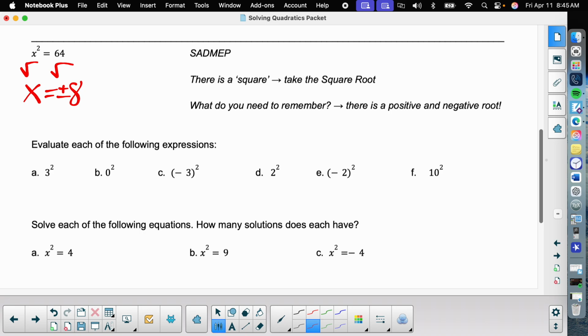And I don't know if you've seen that symbol before. Have you guys run into that symbol before at all? Yeah. Okay. The plus and minus means that it's two separate answers. Positive 8 or negative 8. So that's why they call it plus or minus. And then we're done.